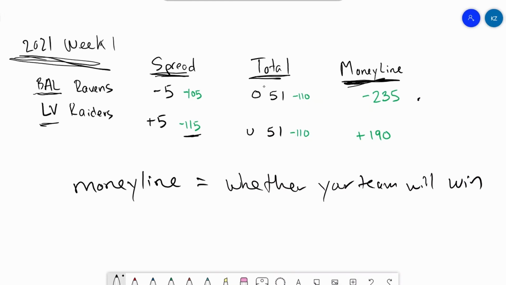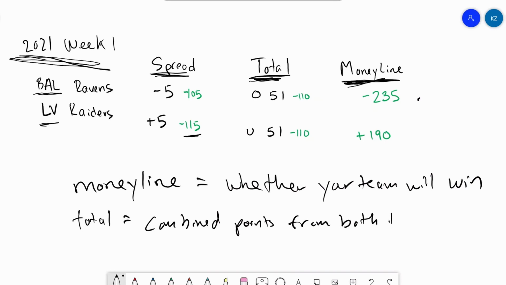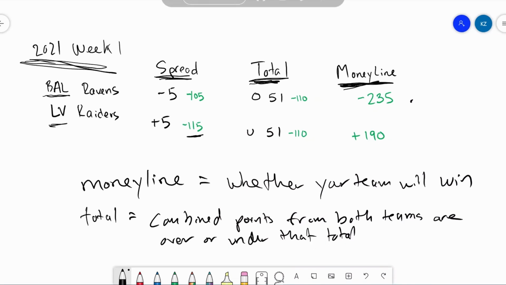Then let's review what a total bet is. A total bet, also called an over-under bet, is simply you're betting on whether the combined points from both teams are over or under that total. We see that the over-under for this game is 51. Both of those values are going to be the same.